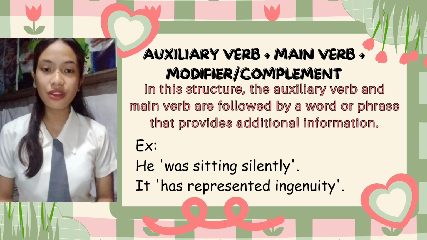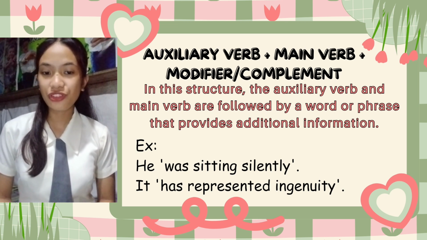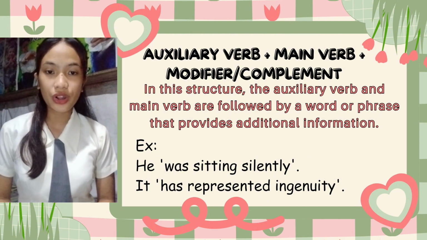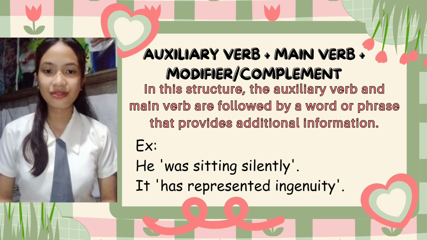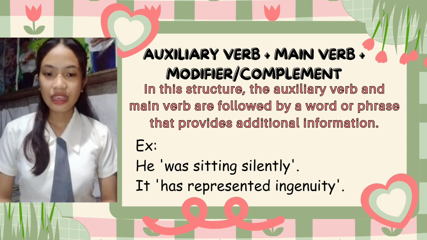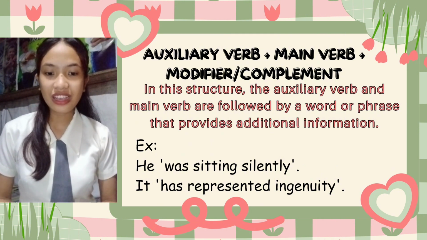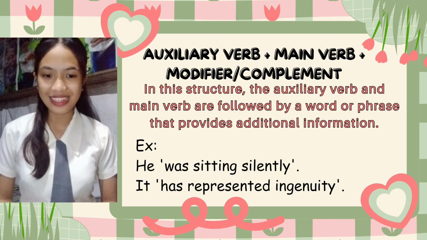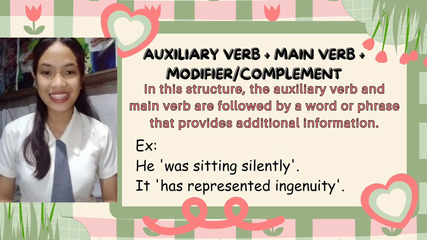Fifth, auxiliary verb plus main verb plus modifier or complement. In this structure, the auxiliary verb and main verb are followed by a word or phrase that provides additional information. For example, he was sitting silently. Was, an auxiliary, indicates continuous tense. Sitting is the main verb, and silently is the modifier that describes how he was sitting.